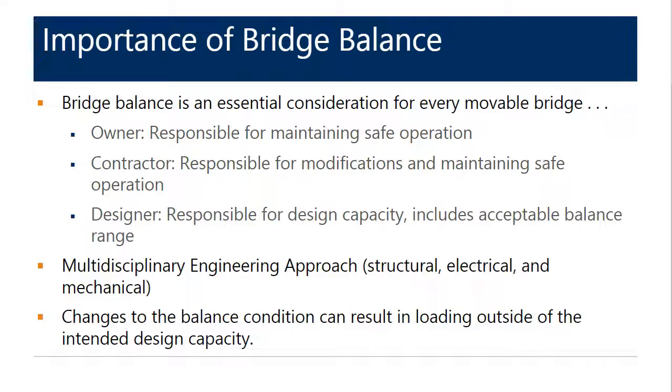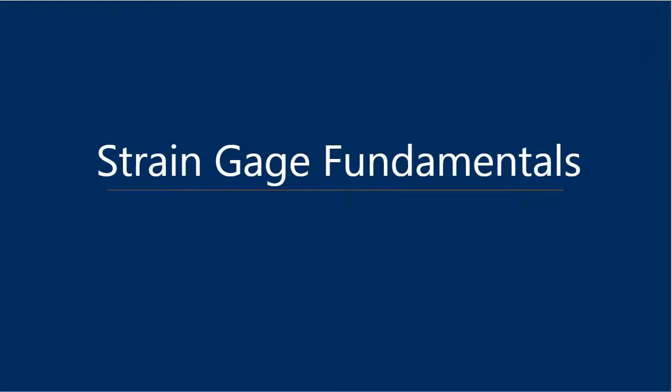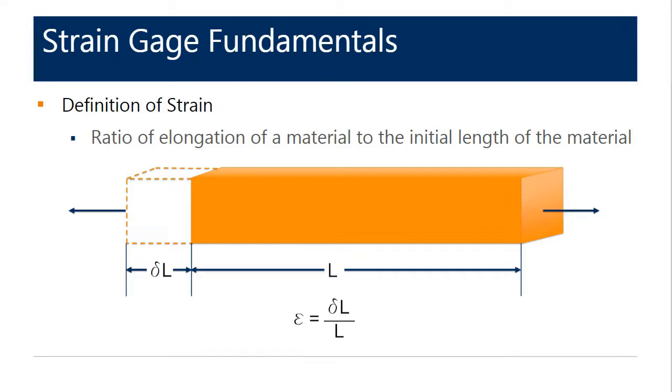Now, performing operational strain gauge testing can quantify your bridge balance and establish the requirements to achieve the desirable balance condition. Before we go further into performing strain gauge balance testing, we need to talk about what a strain gauge is. Before we do that, we need to define what strain is. Now, strain is essentially a ratio. It's a ratio of the elongation of a material to the initial length of that material, delta L over L.